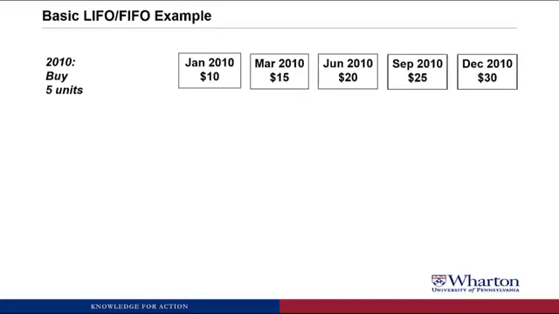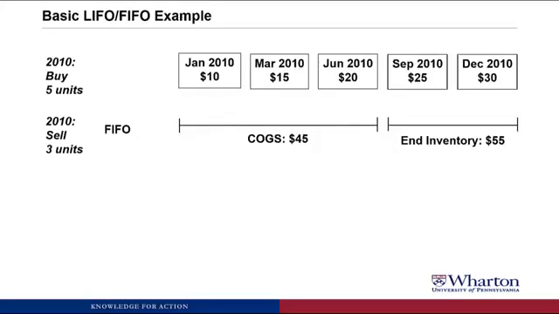In our example, we're going to go back to 2010 and buy 5 units of inventory. We buy them in 5 separate months, and as you can see, the prices of buying the inventory are increasing as we go through the year. Now we're going to look at how to account for the inventory that we sell versus hold by the end of the year. So in 2010, we sold 3 of the 5 units.